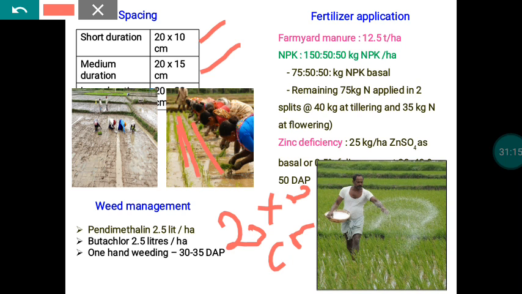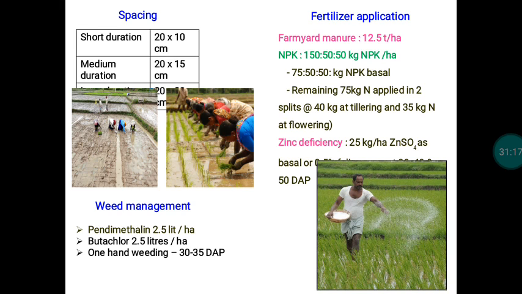And then after planting, immediately we have to apply all the major nutrients. So before planting, that field should be applied with 12.5 tons per hectare of farmyard manure. Farmyard manure we have to apply at the rate of 12.5 tons per hectare.